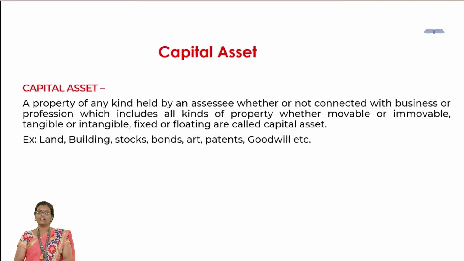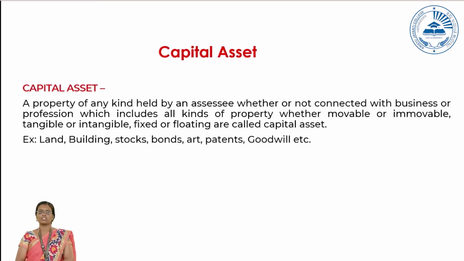For example, a capital asset could be a land, could be a building, it could be any kind of financial assets in the form of stocks, bonds, mutual funds, or any kind of art or paintings that you have bought and kept with you for a longer time, any kind of patents that the company or the business owns, any kind of goodwill, etc. So these are summarized to be capital asset according to Income Tax Act 1961.